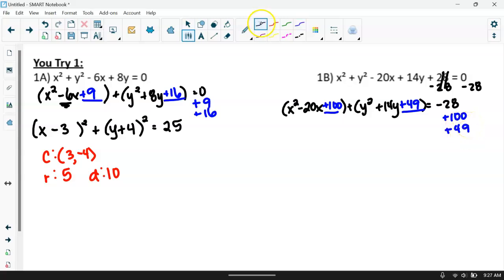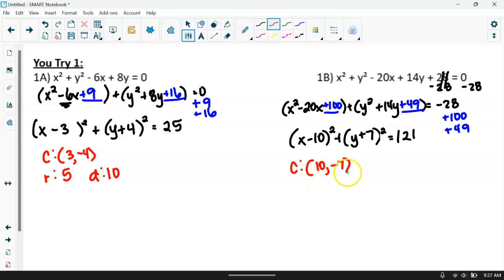So that means when you complete the square, you should have x minus 10 squared, negative 10 and negative 10, then plus y plus 7 squared, 7 and 7, is equal to 121. So that means here the center is 10, negative 7 with a radius of 11. Oh, there goes my pen. My pen, sorry guys, keeps going in and out. With a diameter of 22.